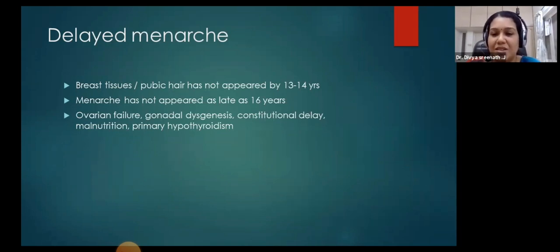But nowadays there are very few cases of delayed menarche. It may be a constitutional delay, where her mother or grandmother may have had delayed menarche, or it can be due to ovarian failure or gonadal dysgenesis, or even malnutrition may be a cause for delayed menarche.